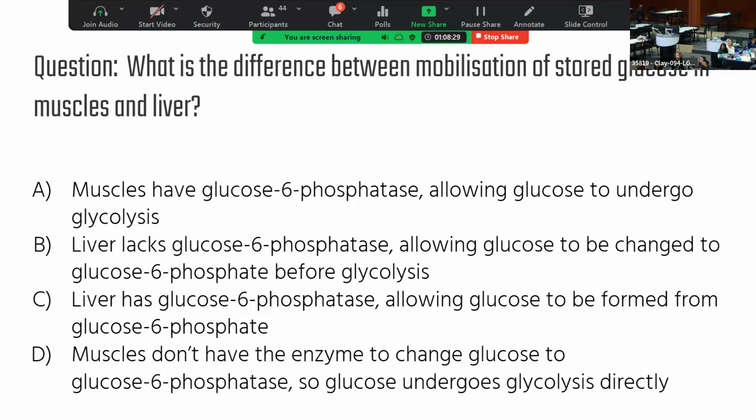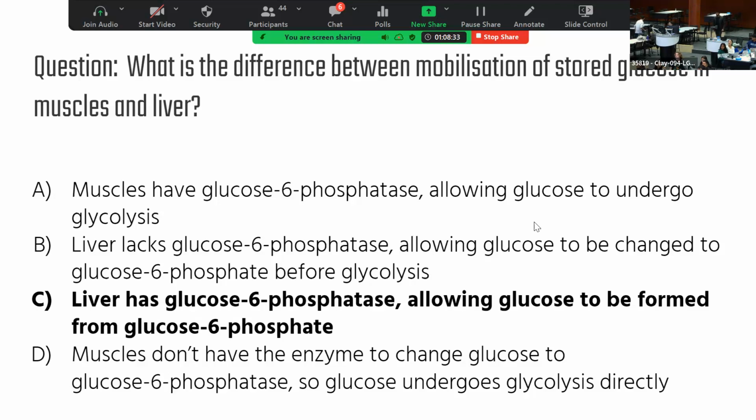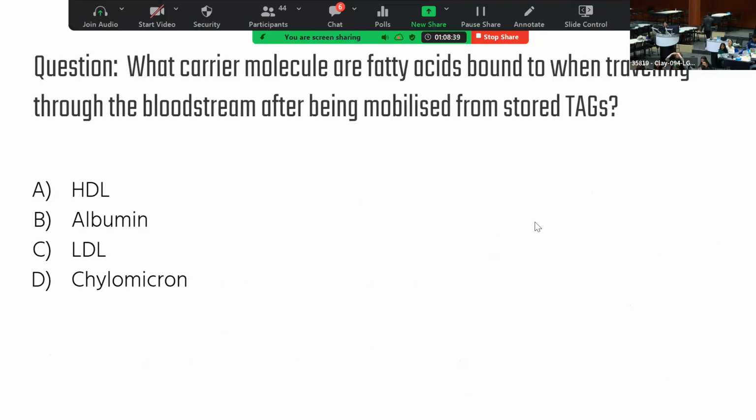C, yes, good. So as I said there, the liver has this enzyme, glucose 6-phosphatase, which can allow glucose to be formed from glucose 6-phosphate. Next one there, what carrier molecule are fatty acids bound to when traveling through the bloodstream after being mobilized from tags? Okay, answer this one's B, albumin.